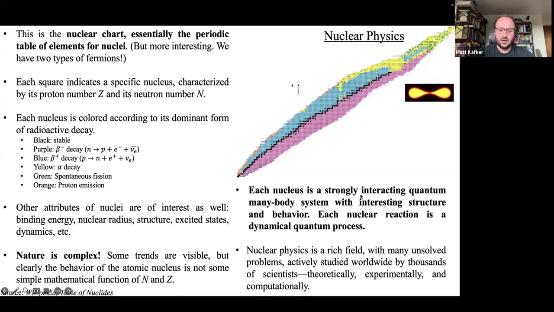And also I'll say, the real reason why this is an active topic of study today is each nucleus is a strongly interacting quantum many-body system with interesting structure and behavior, and each nuclear reaction is a dynamical quantum process. So if you are somebody who spends a lot of time thinking about physics and quantum mechanics, this is a fiercely difficult set of problems for quantum mechanics to work on, and it's very interesting. So there's lots of people working on this experimentally, theoretically, computationally.